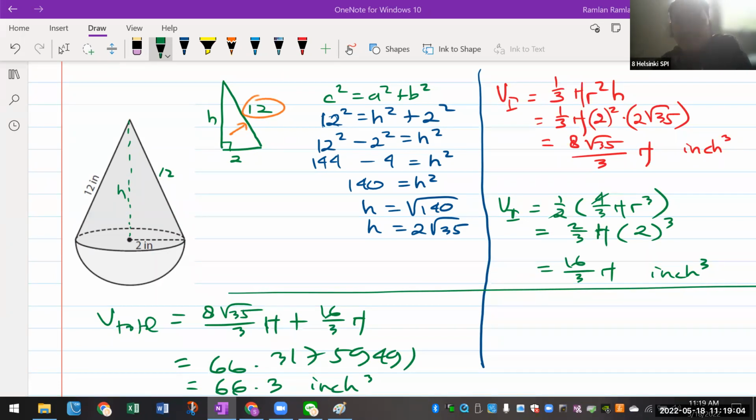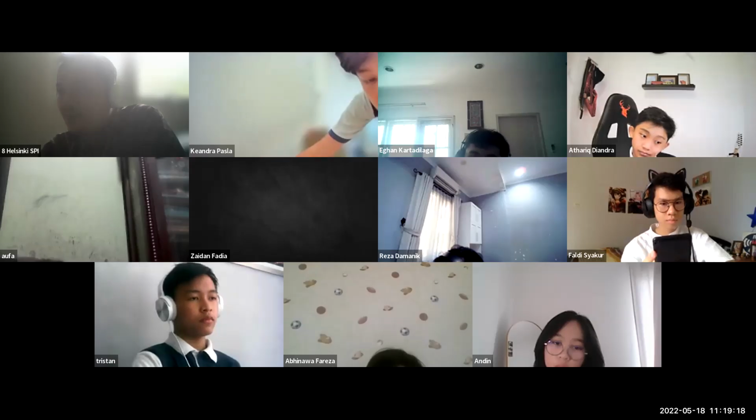So this is how you do it. Again, guys, be very careful with the calculation, and don't forget to write down the unit, and also the power of the unit, because this is volume, so it should be to the power of 3. Okay, I'm going to stop sharing.